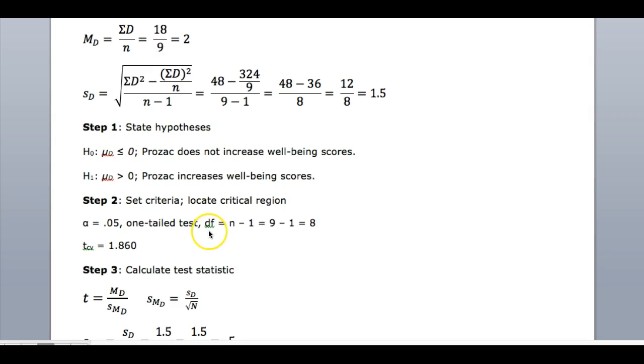So degrees of freedom is n minus 1. 9 minus 1 is equal to 8. Our T critical value we need to look up on our table. So let me pull that up real quick.